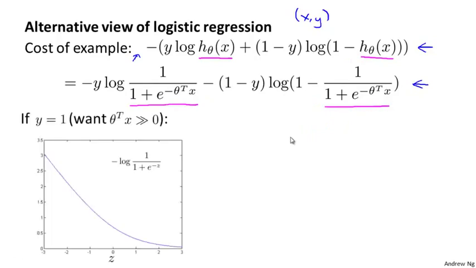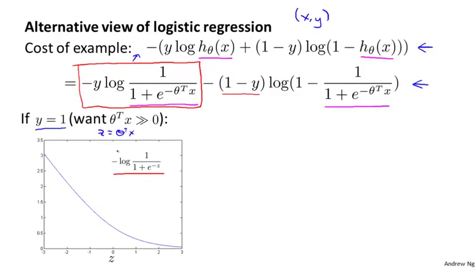Now, let's consider the two cases of when y is equal to 1 and when y is equal to 0. In the first case, let's suppose that y is equal to 1. In that case, only this first term in the objective matters, because this 1 minus y term would be equal to 0 if y is equal to 1. So when y is equal to 1, in our example x comma y, what we get is this term, minus log of 1 over 1 plus e to the negative z, where, similar to the last slide, I'm using z to denote theta transpose x.